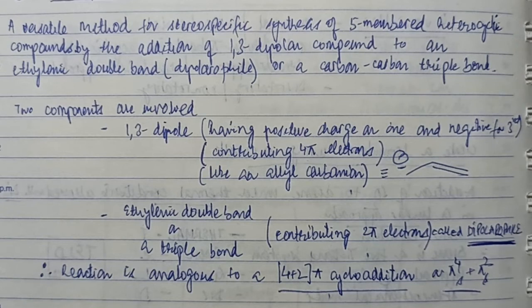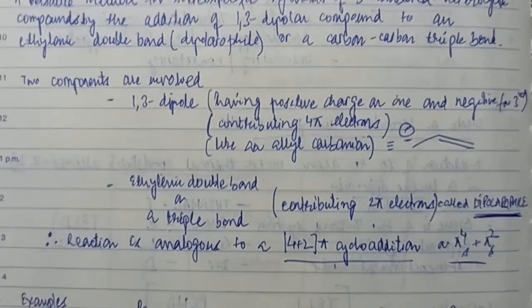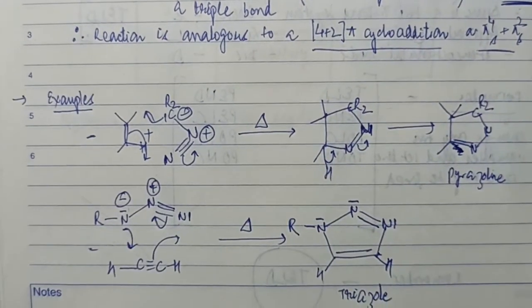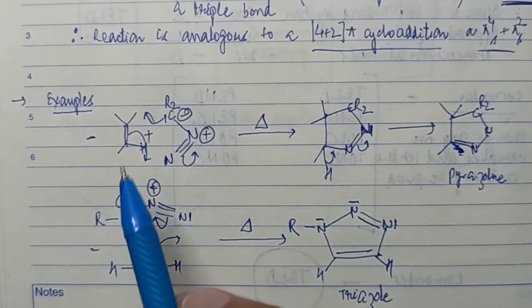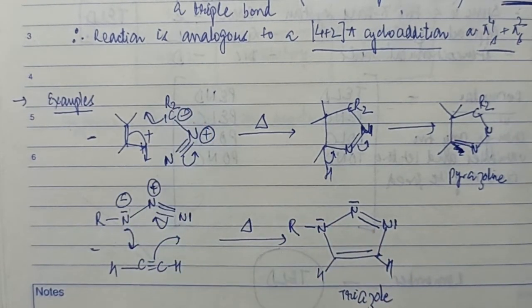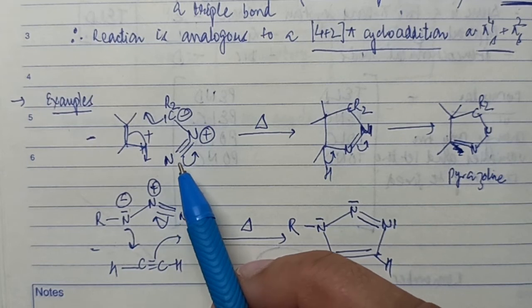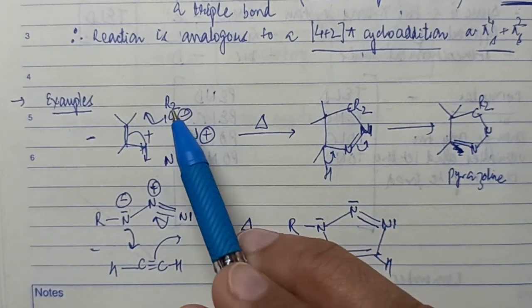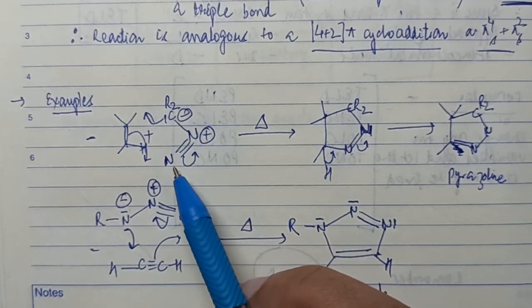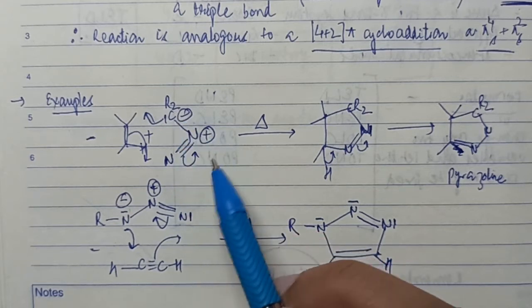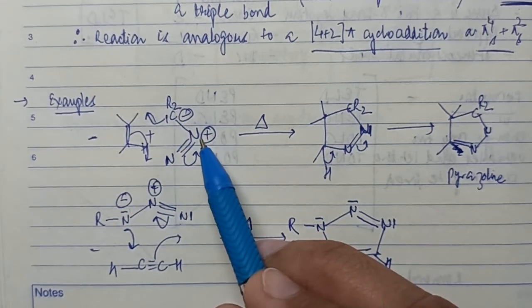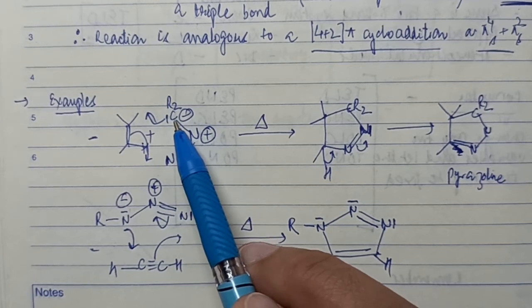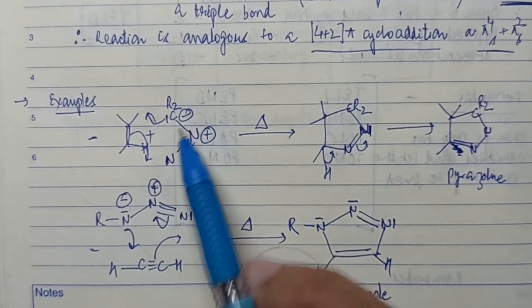Let's talk about various examples in this regard. Let's say the first component is a 1,3 dipole. Now, as I've depicted here, this would be a diazomethane compound in which I have 2 nitrogen atoms, a positive charge on the central nitrogen atom, and a lone pair on this carbon atom, therefore a negative charge.